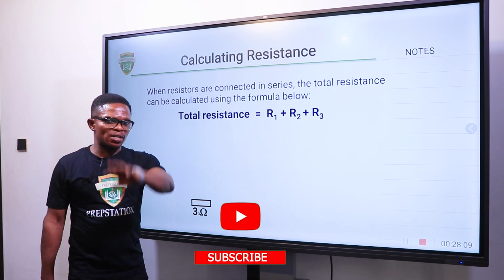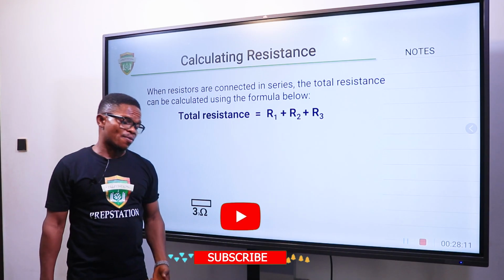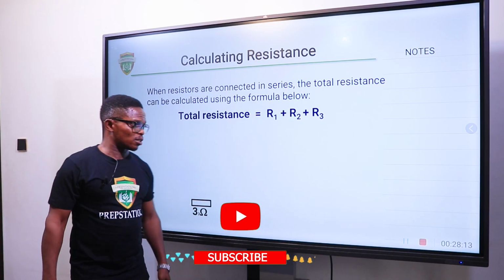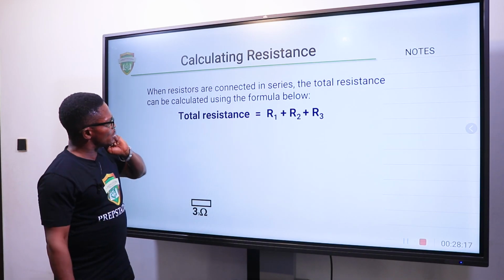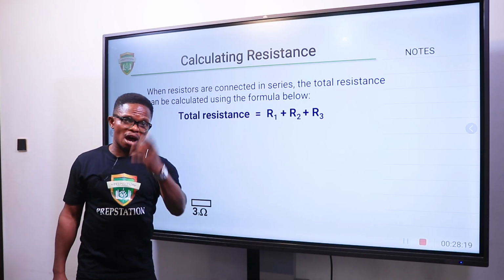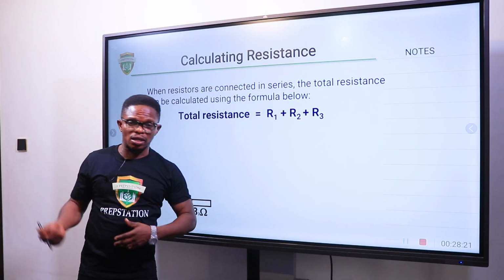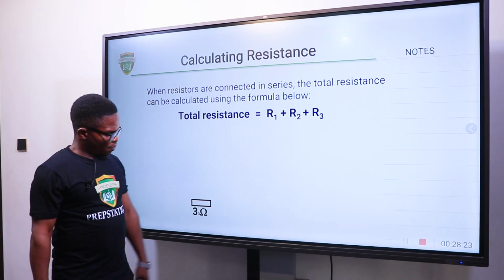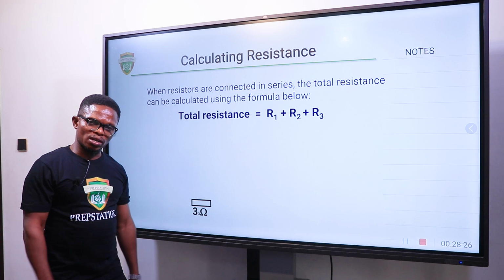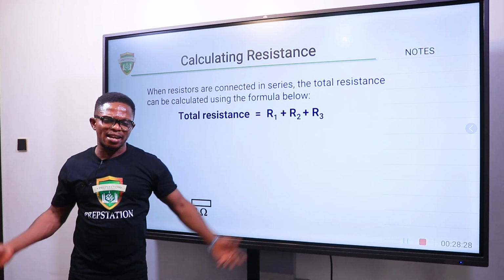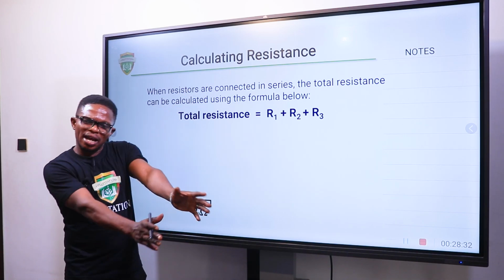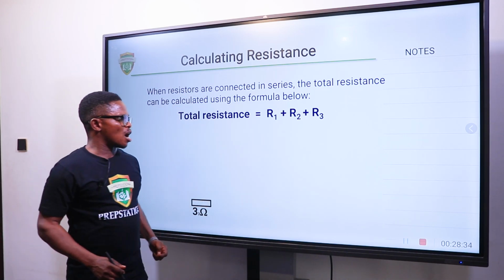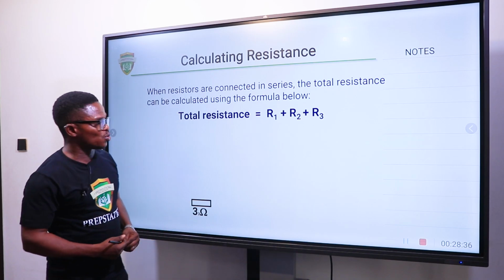How do we calculate resistance? I haven't explained what resistance is, what current is, what potential difference is. How do we calculate resistance? Because it's possible that in a given circuit, you may have up to 3, 4, 5, 6, 10 resistors. If you open an electrical device like this one, definitely you see resistors scattered everywhere. So how do you calculate the amount of resistance in accordance to the device that will be connected to those resistors?